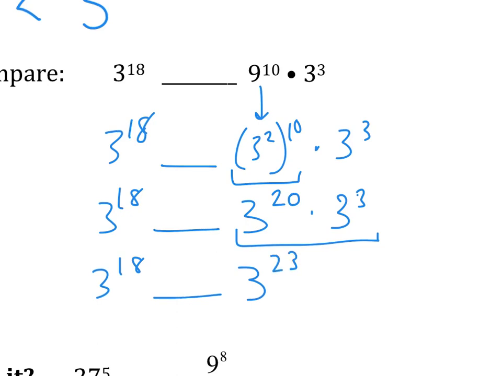Which one's bigger? The one with the larger power. 23 is bigger than 18. They both have a base 3, so the larger number will be that one.